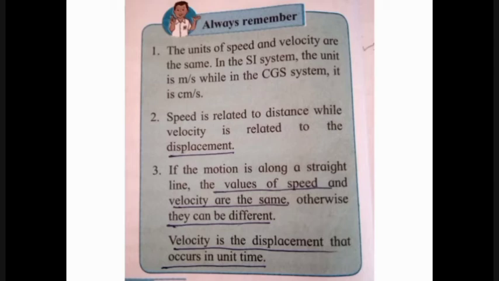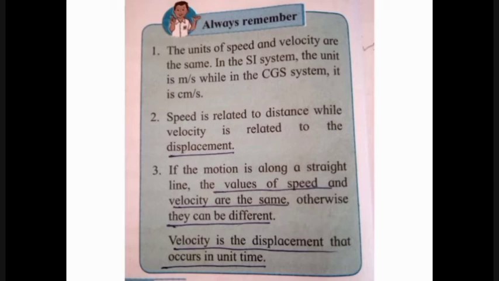Here, speed is related to the distance while velocity is related to the displacement. In case of the motion along a straight line, the values of speed and velocity are the same. Otherwise, they are different.